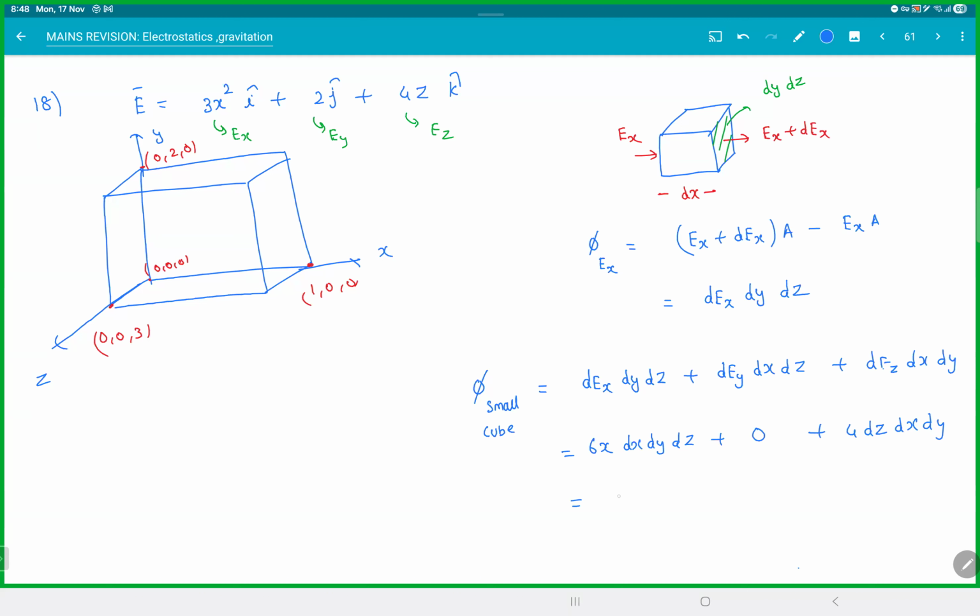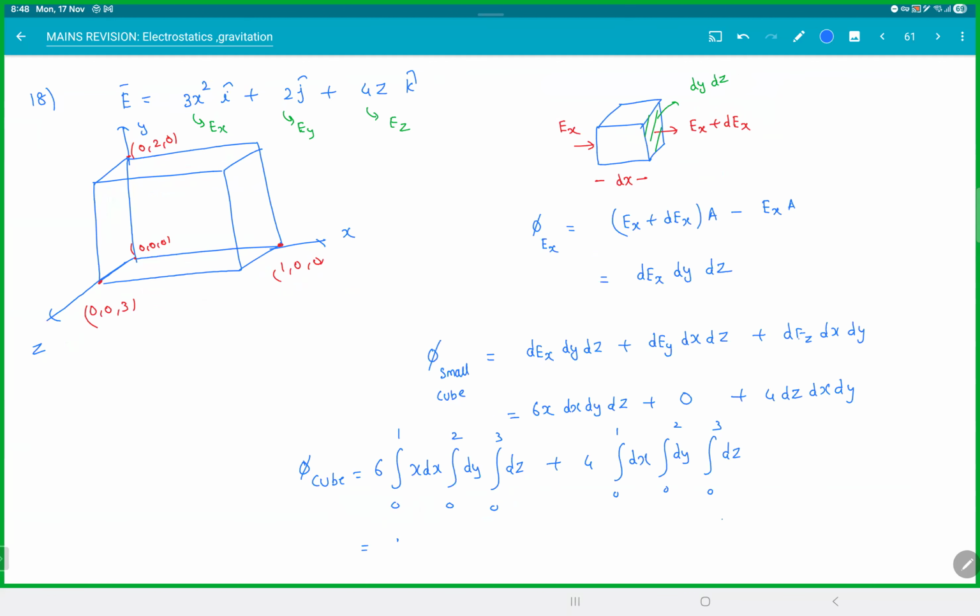If you add this up, you can't add it up directly because there is a 6x there. So flux through the cube will be a triple integration, everyone. 6 integral x dx, integral dy, integral dz plus 4 integral dx, integral dy, integral dz. X limits 0 to 1 because x is going from 0 to 1. Y limit 0 to 2, z 0 to 3. This you can integrate. This will be 6 into 1 into 2 into 3 plus 4 into 1 into 2 into 3. That is 6 times 12, 3, 36, and how much is this? 3 fours are 12, 12 times 2, 24. 36 plus 24, 60.